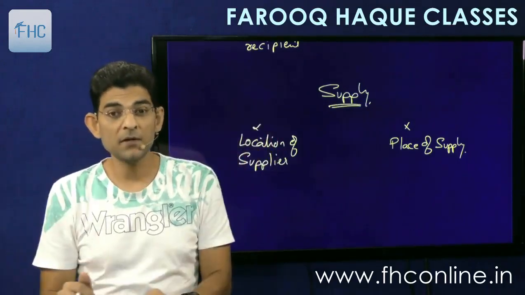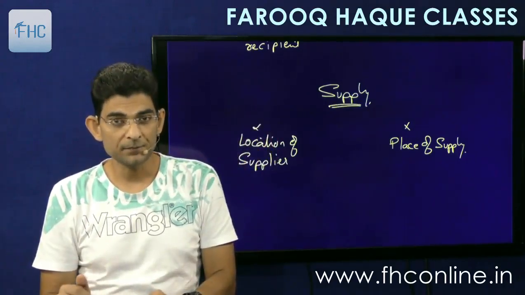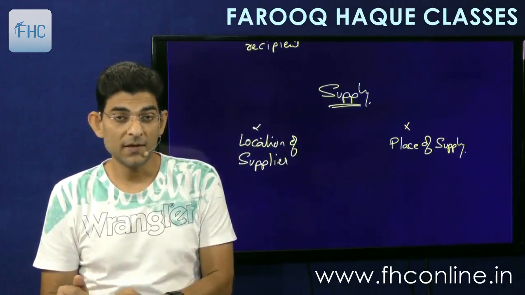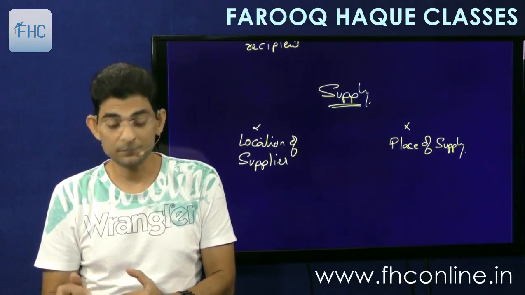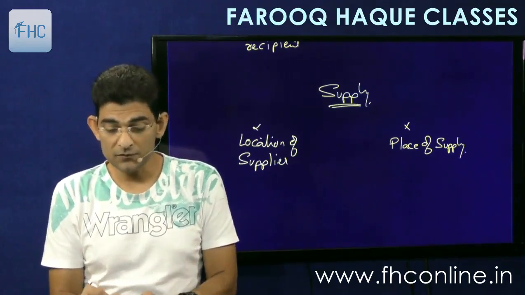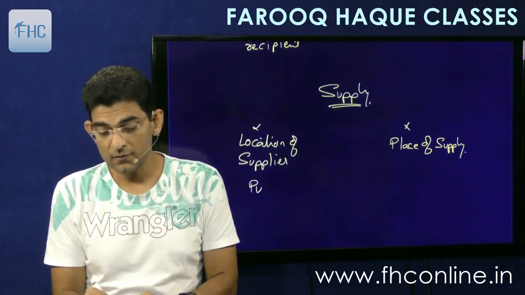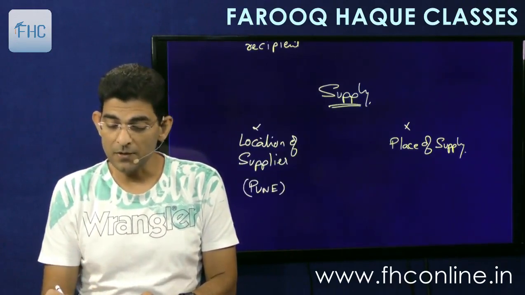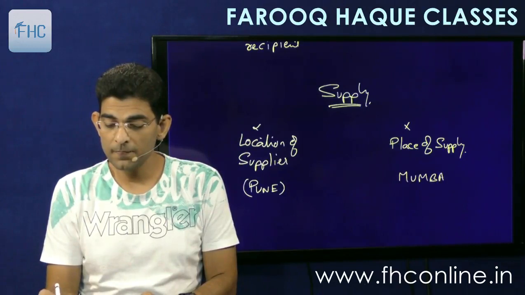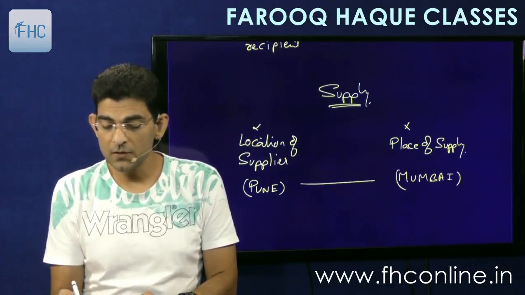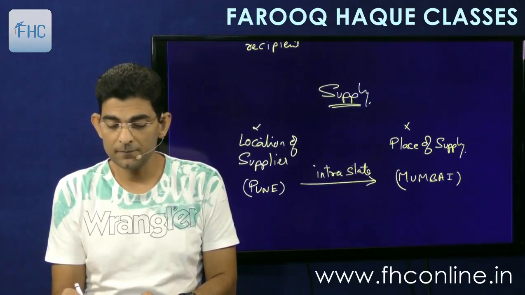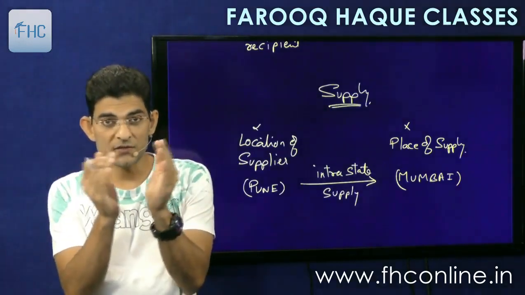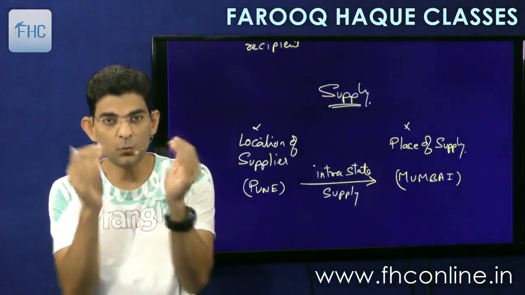But right now you just remember that if the location of supplier and the place of supply are in the same state or the same union territory, like for example, location of supplier is in Pune and the place of supply is in Mumbai, then this will be called an intra-state supply. Intra means within one state or one union territory.